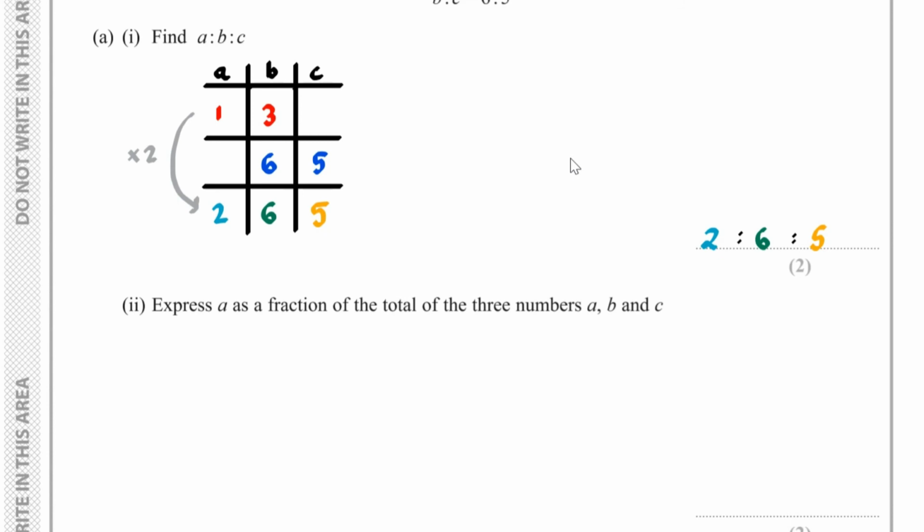We now have to express A as a fraction of the total of the three numbers. Well, for the total of the three numbers, we've got 2 plus the 6 plus the 5. So the total of A is 2. So we've got 2 over 2 plus 6 plus 5. And if we work out what this is, we end up with 2/13.